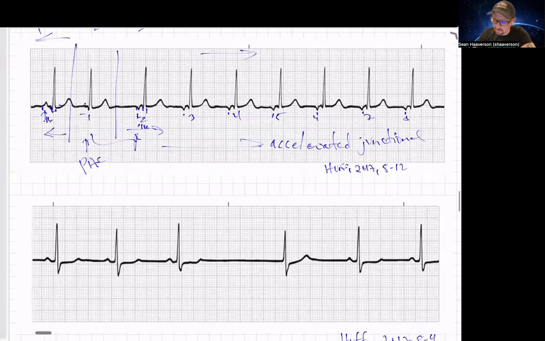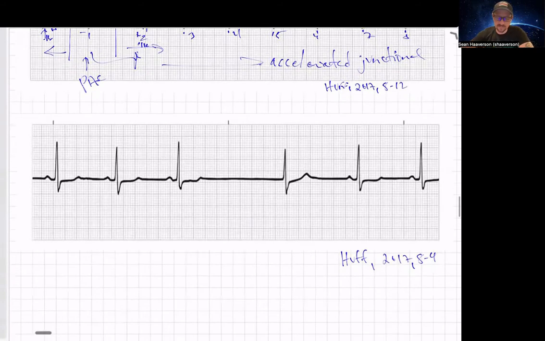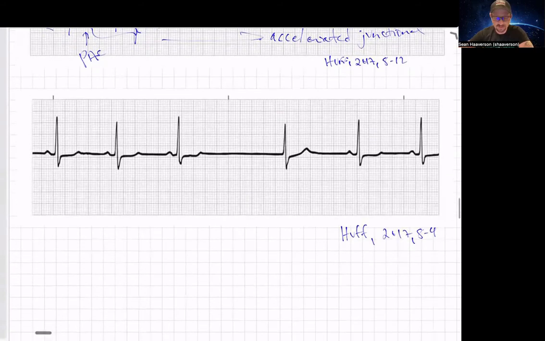I don't see anything abnormal otherwise. All right, let's take a look at another ECG. Again, these will all have a junctional component. So this is going to be 8-4, diagram 8-4.